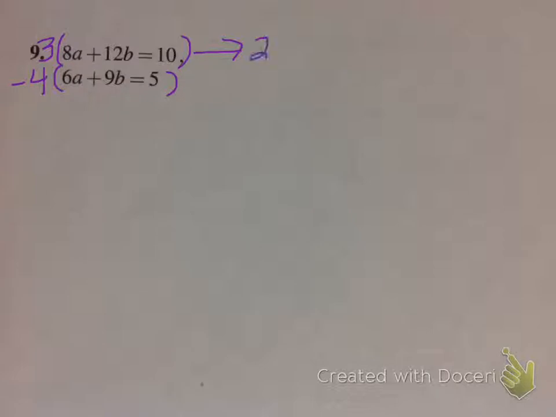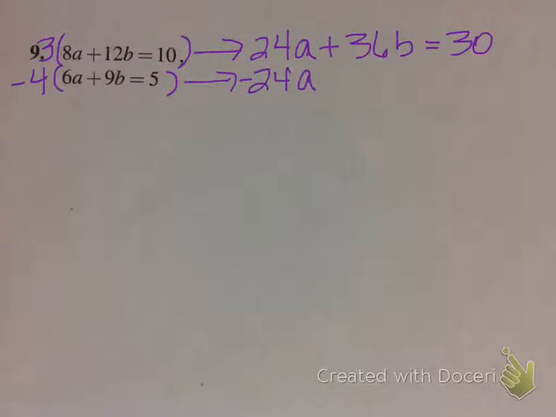So I'm going to have 24a plus 36b will equal 30. And then my second equation will be negative 24a minus 36b equals negative 20. So now when I go to add my two equations together, 24a minus 24a is 0a, which is just 0.